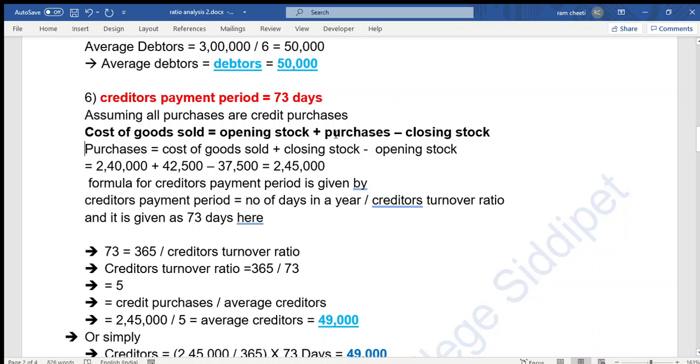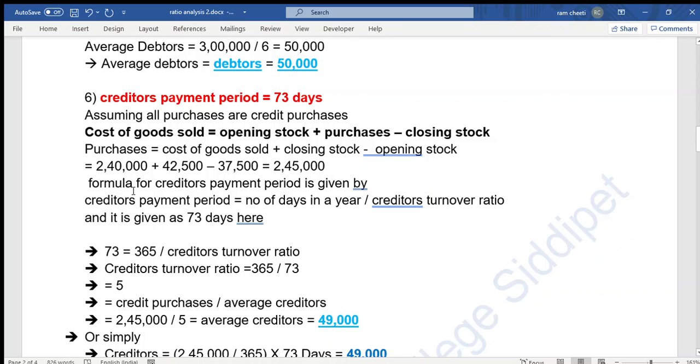So automatically when we solve it for purchases, this closing stock will go towards the left side and opening stock will also go towards the left side, so it will become negative figures. That's what happened here: cost of goods sold plus closing stock minus opening stock. That is right. We got purchases as 2,45,000.